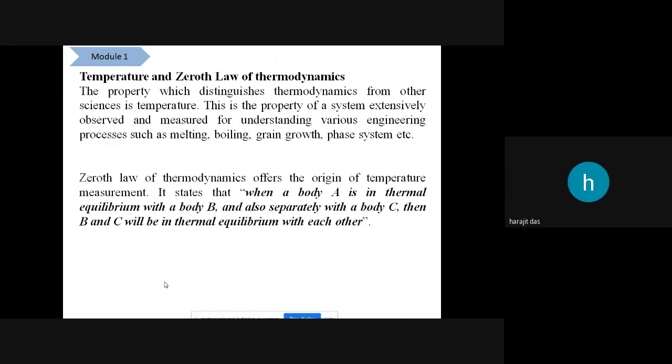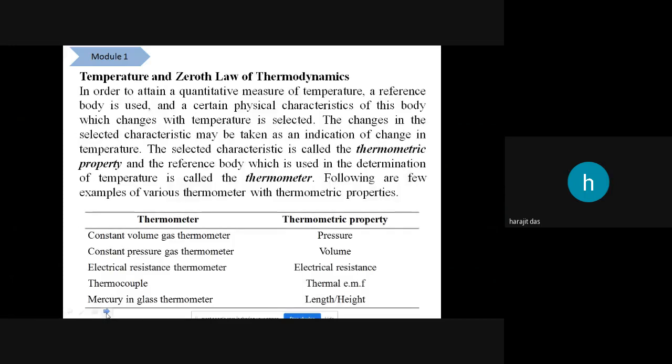In the microscopic approach, temperature is nothing but the average kinetic energy of a particular molecule, and in the macroscopic approach, it is the average energy of molecules. So generally we define temperature as the parameter or property by which heat flows from one body to another body.